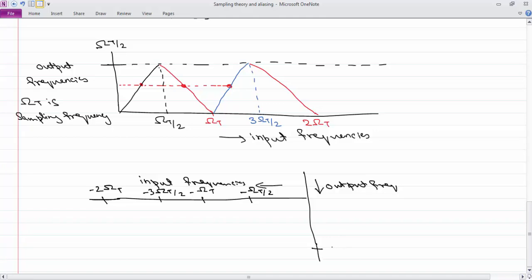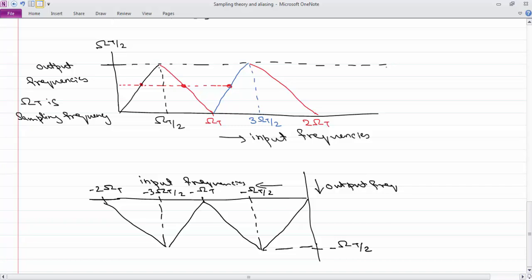So the maximum output frequency on the negative side will also be minus omega t by 2. And it's the same plot: up to minus omega t by 2, you get back the original frequency. But after that, you get back a lower frequency with a linear relationship with a slope of 1. Then you go back up again. And then you go down again, and this keeps on repeating if you have only negative frequencies.